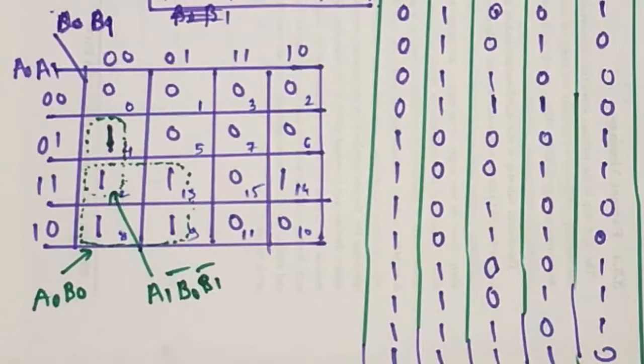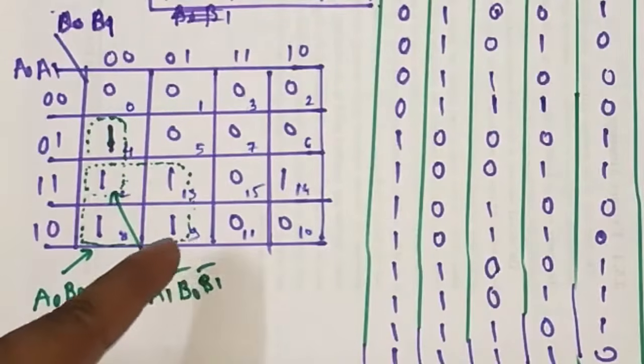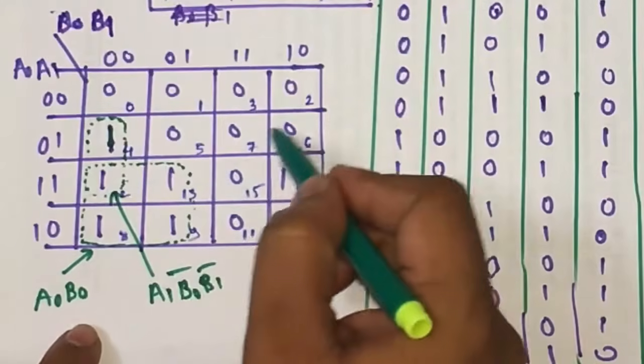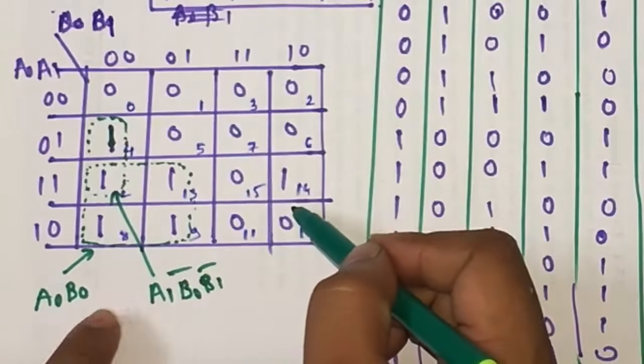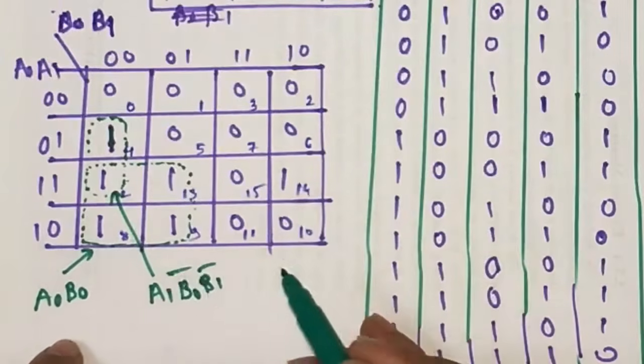Pair formation. Okay, check whether we can form a pair. So initially we will check whether internal pairing is formed. Internal pairing is not possible here because no one is adjacent to this one. So internal pairing is not formed. So we will check whether external pairing is formed.